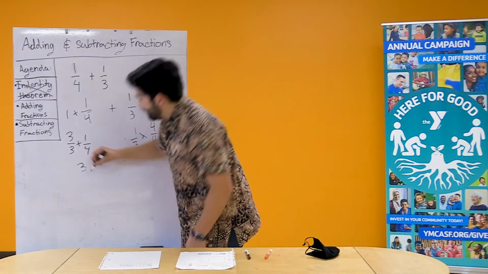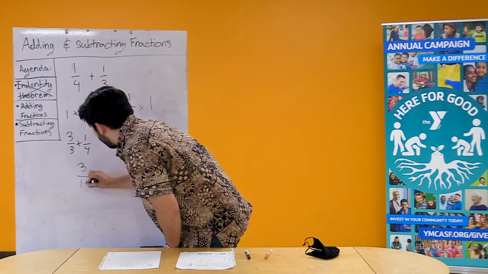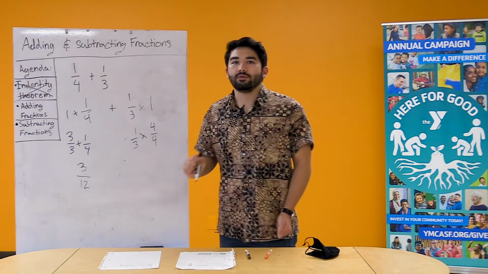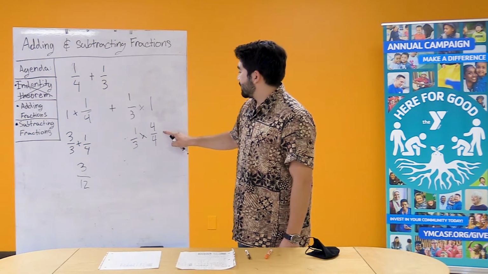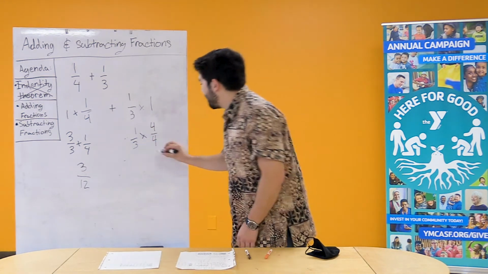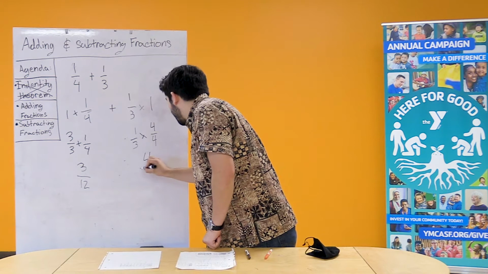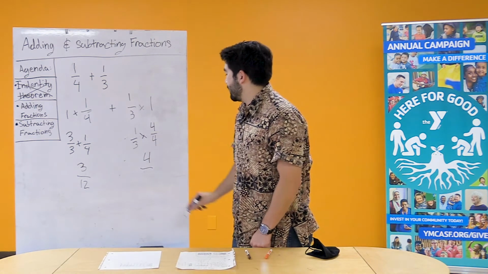3 times 4 is going to equal 12. Hopefully you can see that. Yes, okay. Let's do the next problem. 1 times 4 is 4.